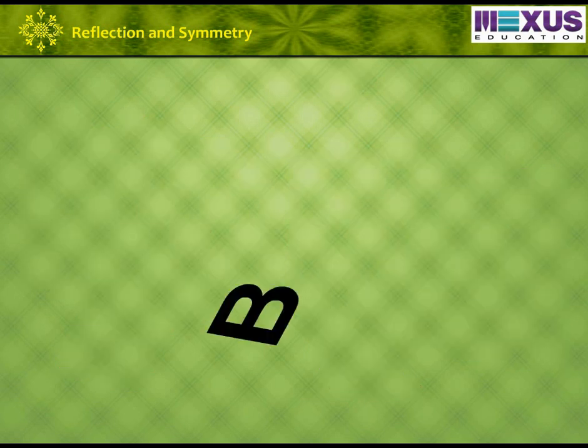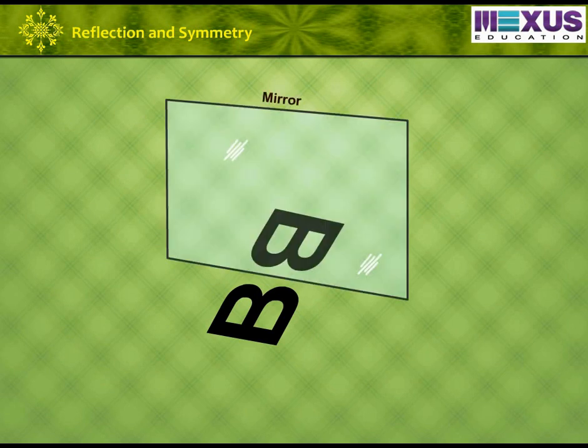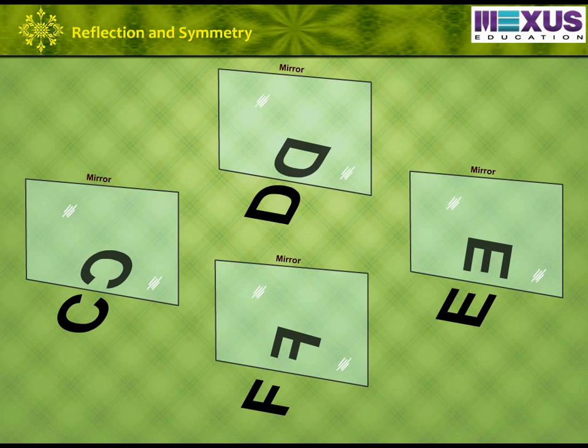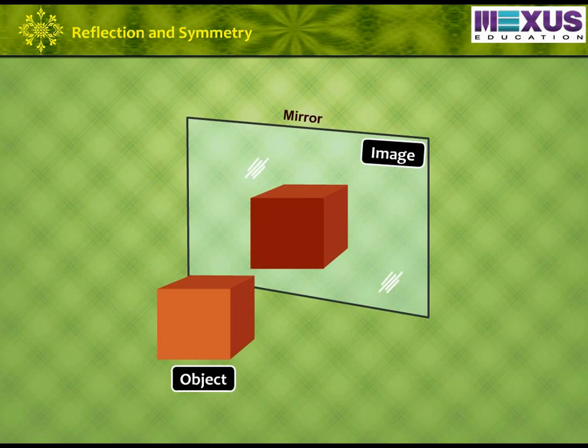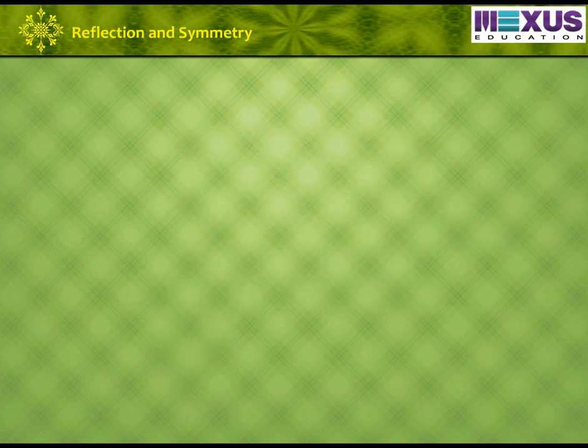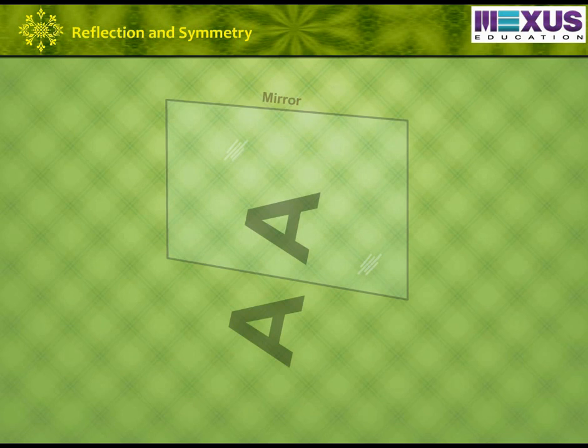Look at the letter B. Let us keep this letter in front of the mirror. Can you see some changes in the letter that appeared in the mirror? Yes, we can see that the letter B appears reversed in a mirror. Let us try some more letters. Letter C, D, E, and F. We see that all these letters appear reversed in a mirror. Also, when an object is reflected, there is no change in the lengths and angles. That is, the lengths and angles of the object and the corresponding lengths and angles of the image are the same. But there are some letters which remain same in their mirror image.